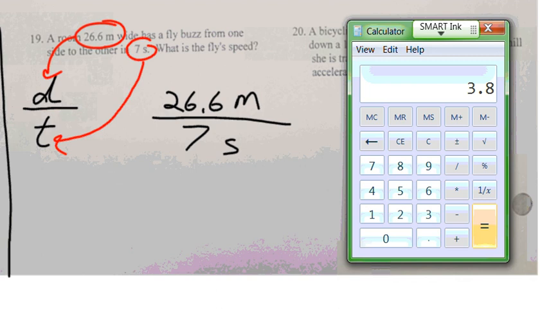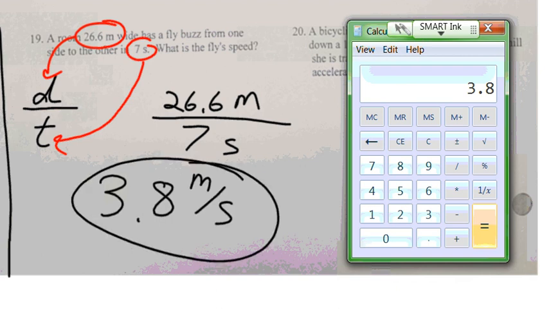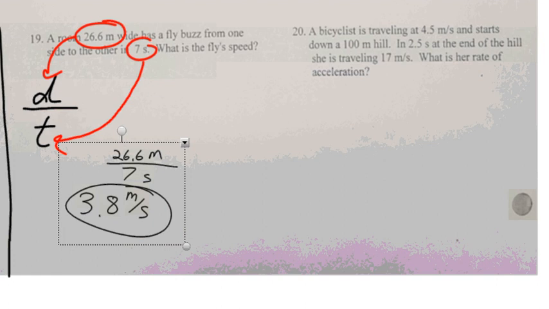And finally, number 20. A bicyclist is traveling at 4.5 meters per second. He starts down a 100-meter hill, and in 2.5 seconds, at the end of the hill, she is traveling 17 meters per second. What is her rate of acceleration? We have a problem involving acceleration, which means we have to bring back the formula. Acceleration equals the final velocity minus the initial velocity divided by the time.